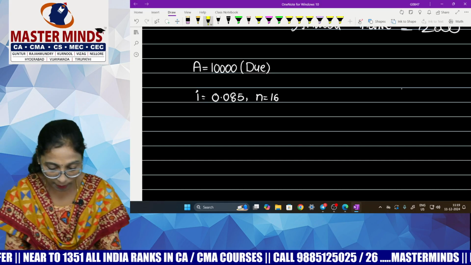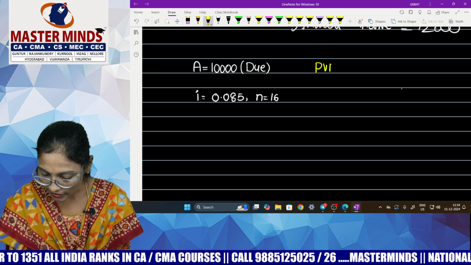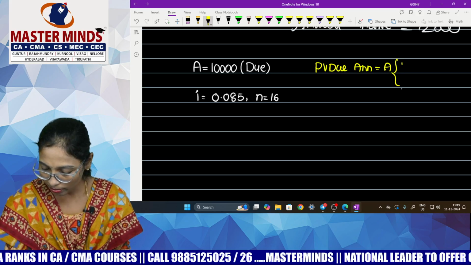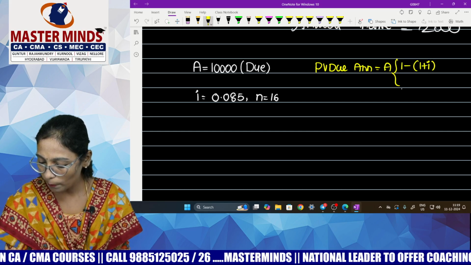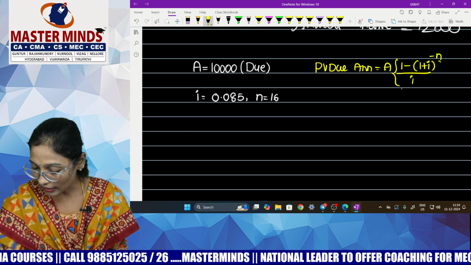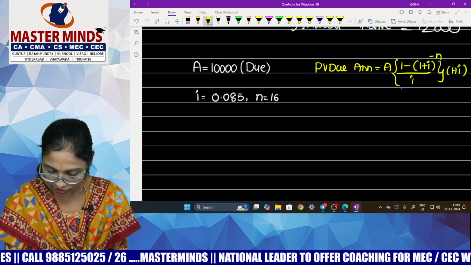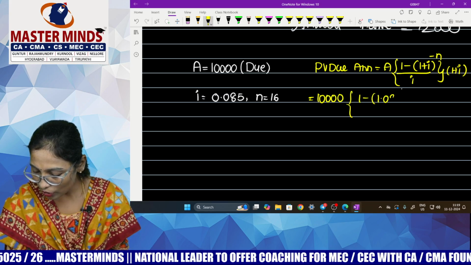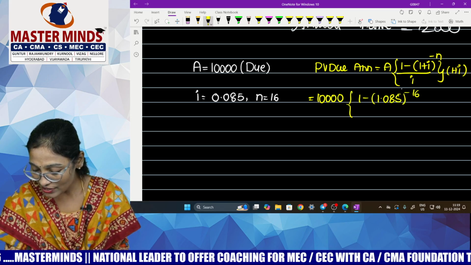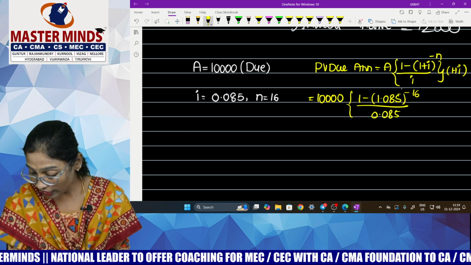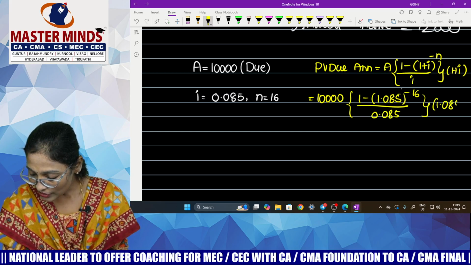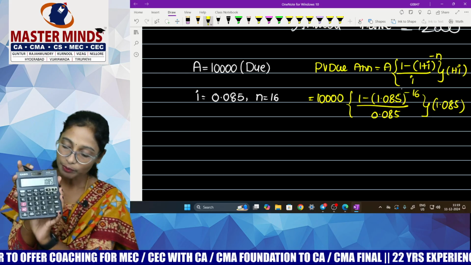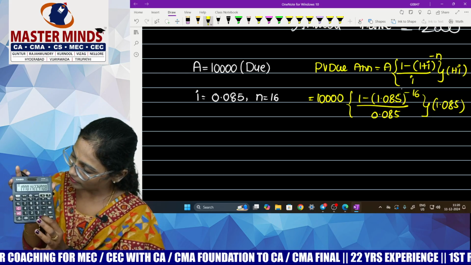Guys, if you are not interested to calculate this one, or else you are not able to recall the formula, then there's no problem. What is the formula for present value of due annuity? Present value of due annuity is equals to A into (1 minus (1 plus i) whole power of minus n) by i into (1 plus i), which means 10,000 into, take your calculator, 1.085 whole power 16, let me show you the calculation guys, 1.085. Are you able to see? Power 16 means still 17 steps.